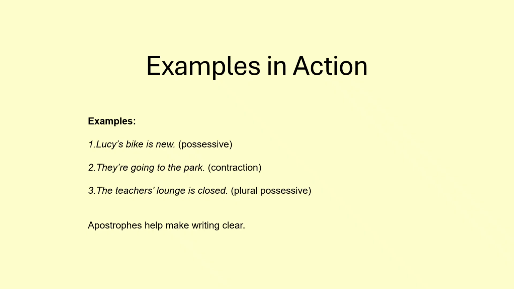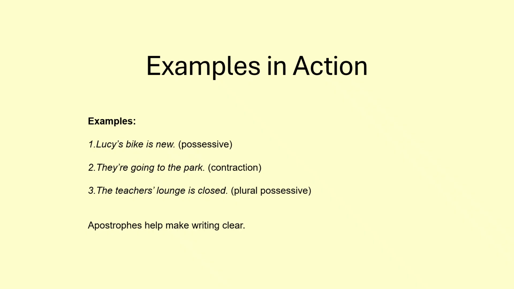Let's see some examples in action then. Lucy's bike is new. So we've got the bike, which belongs to Lucy. They're going to the park is a contracted form, and we have they're there rather than they are. So the A is missing, and the apostrophe is showing us where that A would have been in the contracted form. And the teachers' lounge is closed. So we've got more than one teacher, presumably in this lounge. So we're putting the apostrophe after the S to denote the plural.